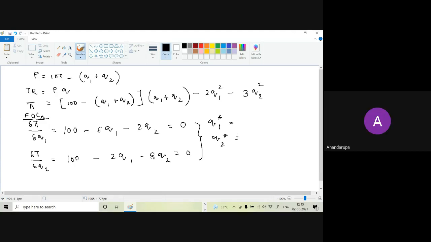Ma'am, the answer is coming in decimal. Okay, no problem. Tell me what is your answer? Ma'am, for Q1, it is 600 by 44, which is 13.636. And ma'am, for Q2, it is 400 by 44, which is 9.090.